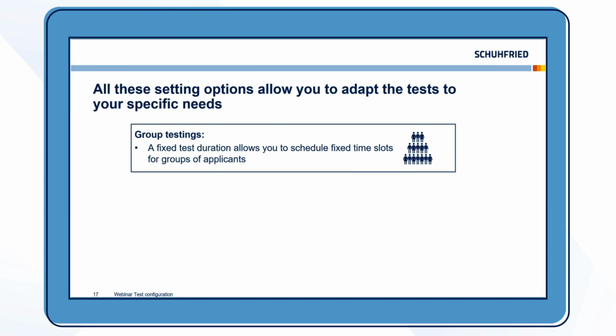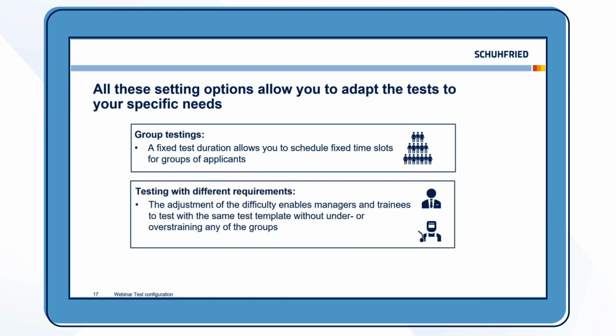So let's have two examples. One is for group testing. Let's say you have multiple groups that you want to test and you want to allot them fixed time slots. To do this, the set test duration really helps you out here because it lets you schedule fixed time slots for the groups and makes it easy because the people will be finished in these fixed time slots. So you can easily set these time slots and be sure that everyone will be finished with the test in a given time.